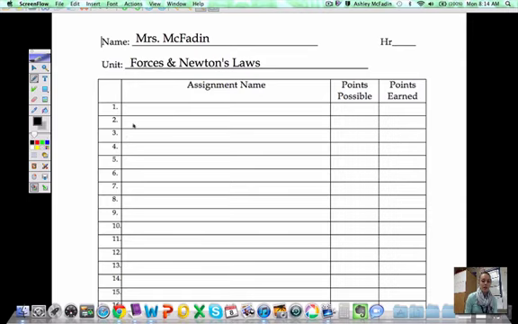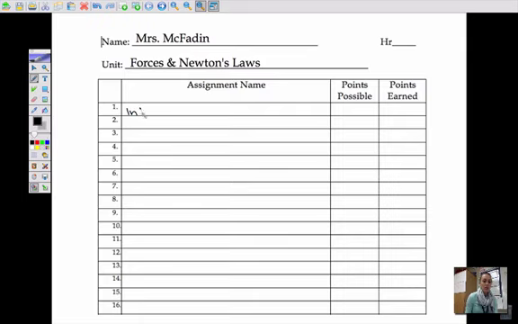Before we get started, the first thing I need you to do is take out your gold unit organizer, and in the first slot you're going to write Intro to Forces and Friction Notes. And as usual, note sheets have no score. And then in slot 2, you're going to write IP, unbalanced forces. And that'll be worth 10 points.